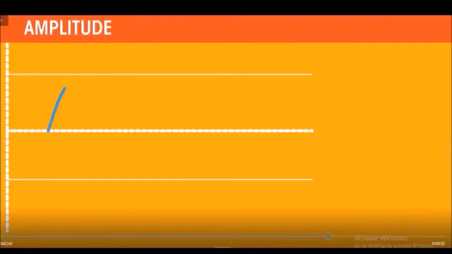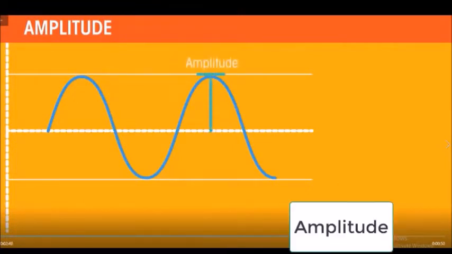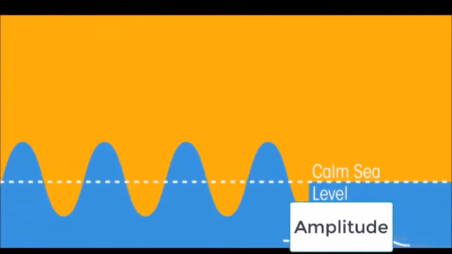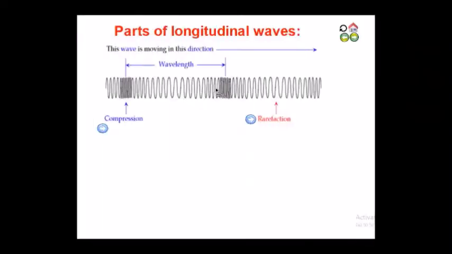Here we have the amplitude, and it measures from the equilibrium position to the maximum position. Consider the waves in the sea. The amplitude is the height of the top of the wave from the flat sea.